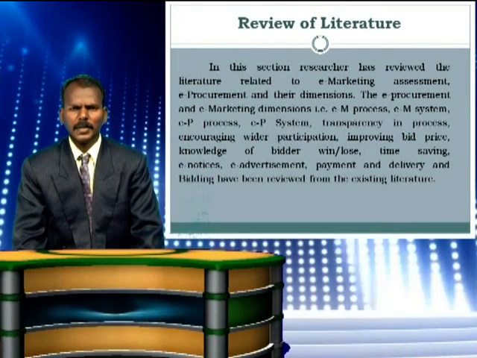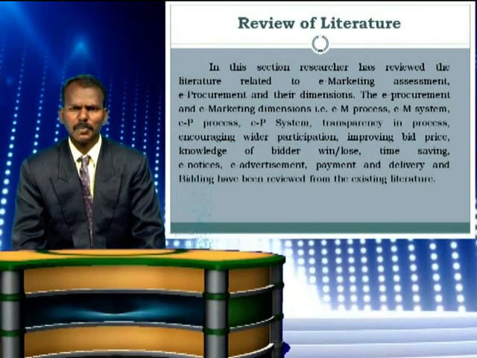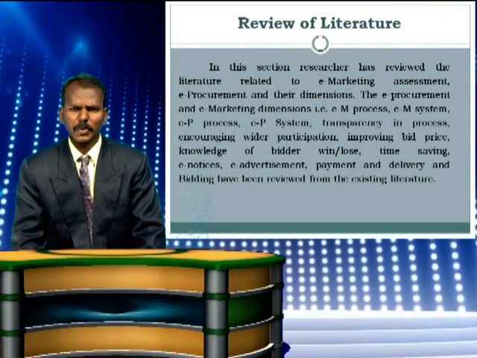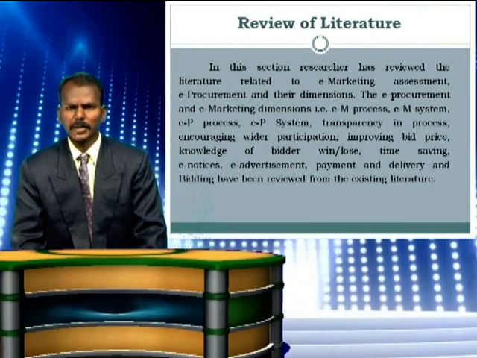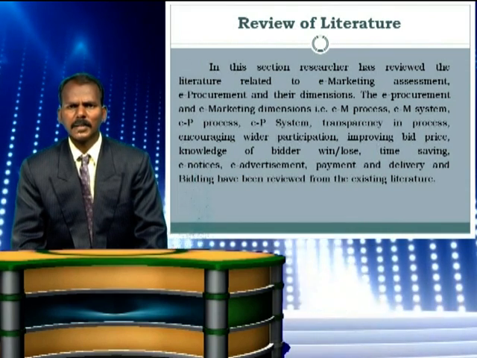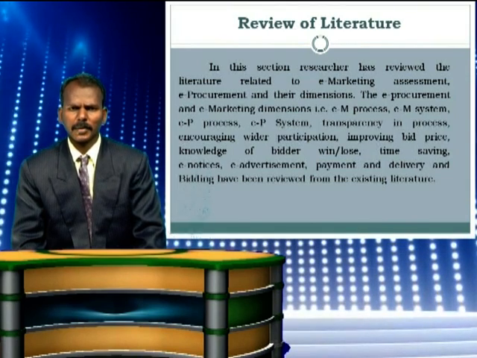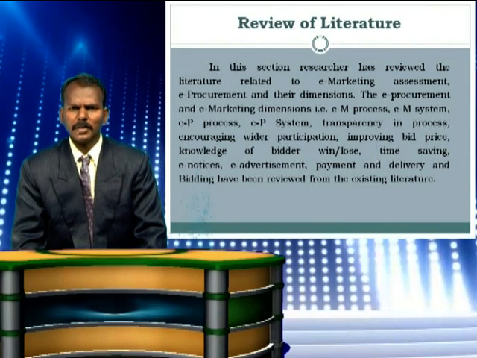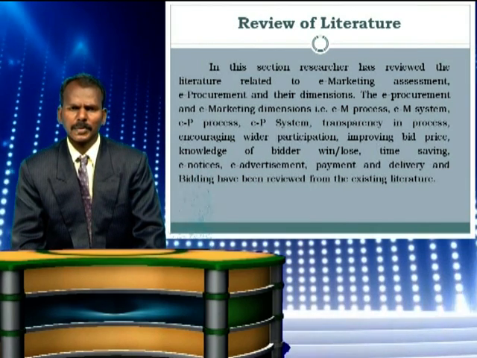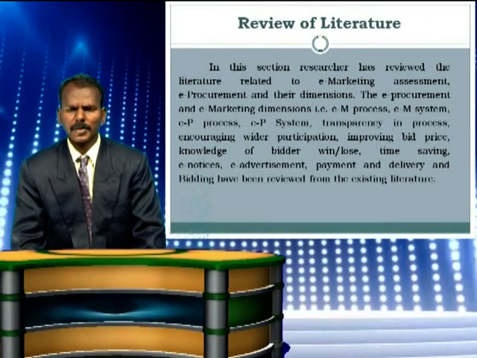Review of literature. In this section, the researcher has reviewed the literature related to e-marketing assessment, e-procurement and the other dimensions. The e-marketing and e-procurement dimensions, that is, EM process, EM system, EP process, EP system, transparent process, encouraging wider participation, improving bid price, knowledge of bidder win or lose, time savings, e-auction notice, e-advertisement, payment and delivery and bidding, have been reviewed from the existing literature.